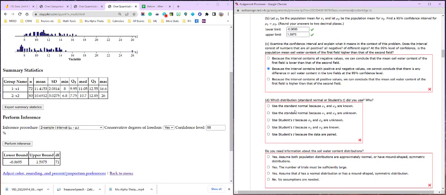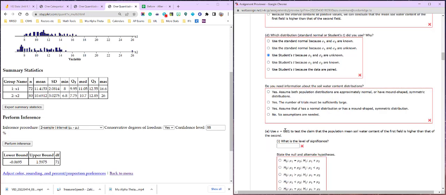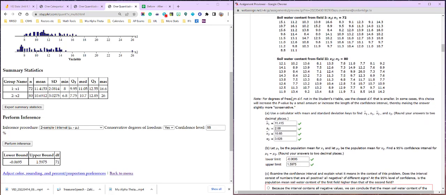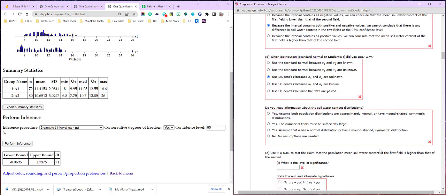For our work, we are never using the standard normal. The reason we use Student's t instead is because our standard deviations for the population, these sigma symbols, are unknown, all right? Do you need information about the soil water content distributions? Let's see. Well, how big are my samples? Samples are, let me look over here. Here's 72 and 80. I actually don't, because I have a really big number of samples.